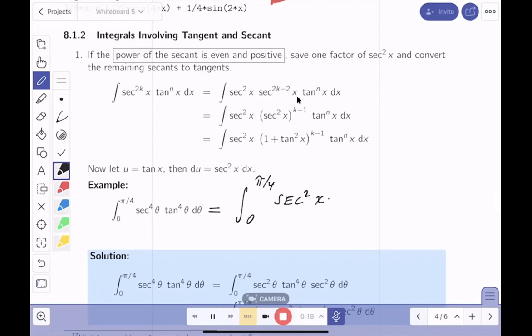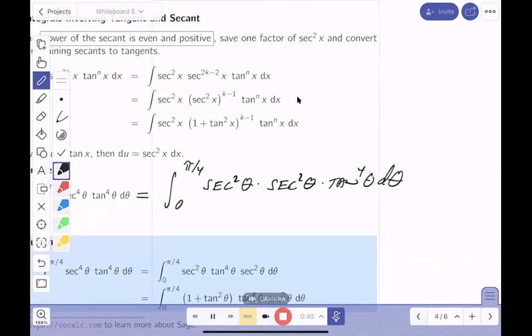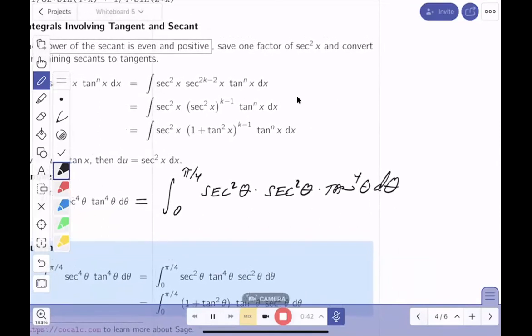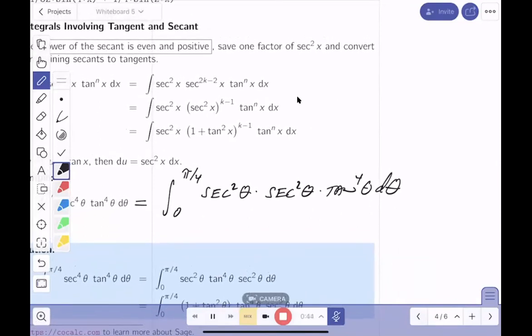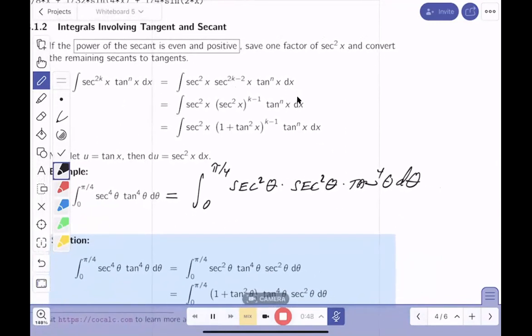I'll just write down one step at a time. Then I'd be left with a secant squared, right? I put x down. It's not x, is it? It's theta. Times tangent 4 theta d theta. All right. What do they say? They say rewrite the remaining secants in terms of tan. Let's see if we can do that. So save one factor of secant squared and convert the remaining secants to tangents.